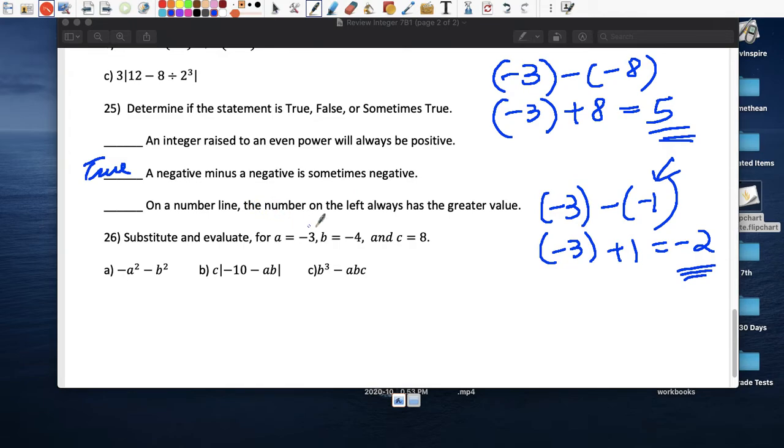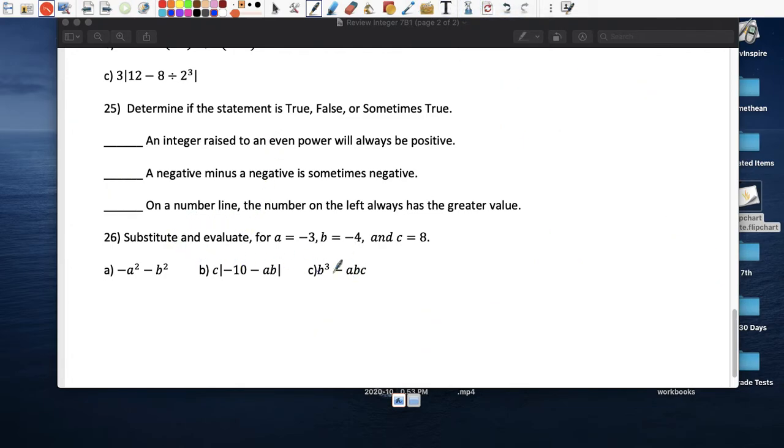On the number line, the number on the left has the lesser value, right? So here's a number line. Let's pick 0 and 5. The number on the left in this case would be 0. Is 0 greater than 5? Absolutely not. We already talked about this, so this is false. The number on the right is always the one with the greater value.